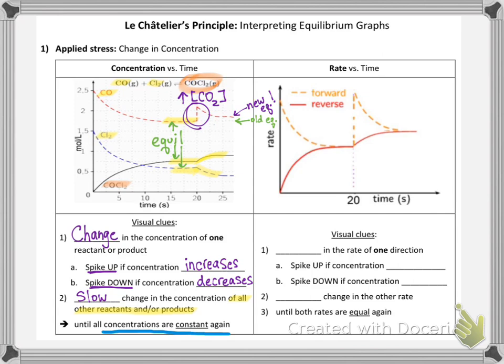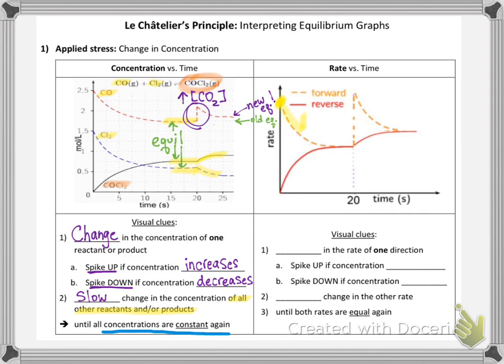Okay, well, that's one graph. There's another graph. There's the rate versus time graph. So this one, notice it's looking at the rate of the forward reaction versus the reverse reaction. In this graph, you're starting with all reactants, no products. So your forward reaction at the moment you start is the highest it's ever going to be.